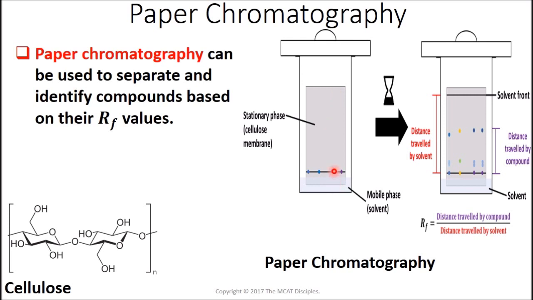It'll travel up because it's attracted to the paper. It's attracted to the cellulose membrane. It's a polar membrane. This solvent has to be polar in order for it to do that. It has to be attracted to the cellulose. So as it's attracted to it, it'll move up.